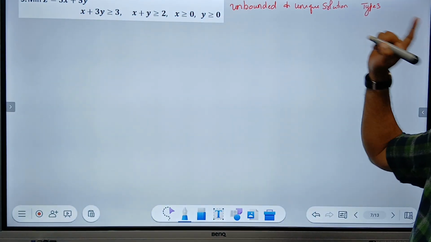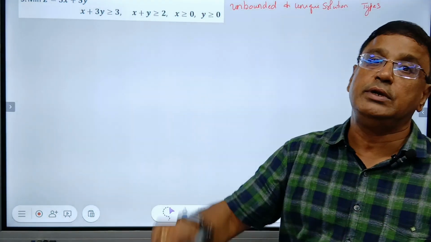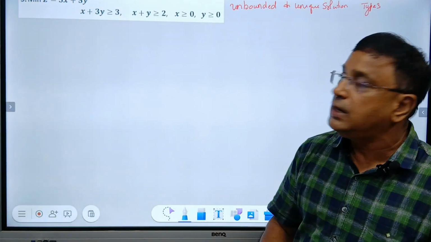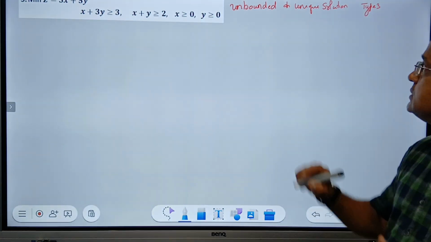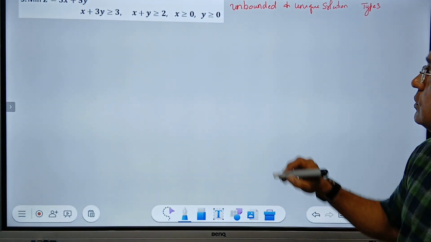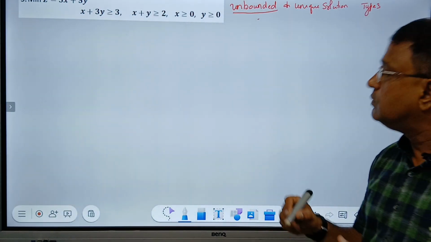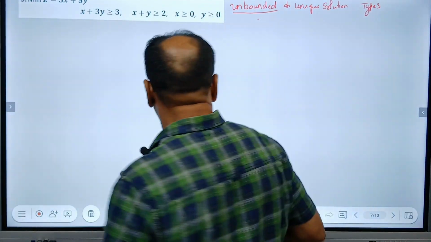So the first one is bounded and unique solution. Next one is bounded and infinitely many solutions. Now we are going to do unbounded and unique solution. When the feasible region is unbounded, we have a lot of other things to do. So we'll go one by one and see how it is to be done.